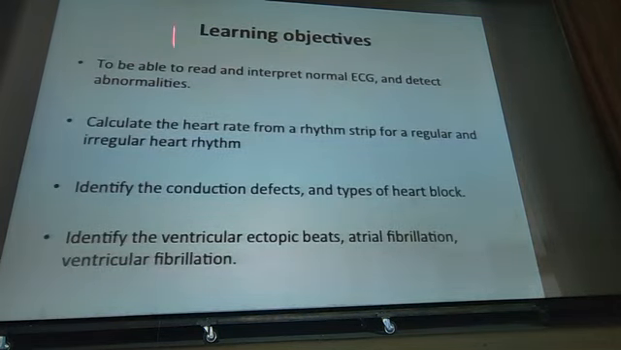Further to this, in these lectures you will be able to read and interpret a normal ECG and detect abnormality, and calculate the heart rate from a rhythm strip for regular and irregular rhythms. How do we calculate heart rate, regular and irregular? Identify the conduction defects and types of heart block. And also identify the ventricular ectopic beat, meaning an extra beat, and atrial fibrillation and ventricular fibrillation.